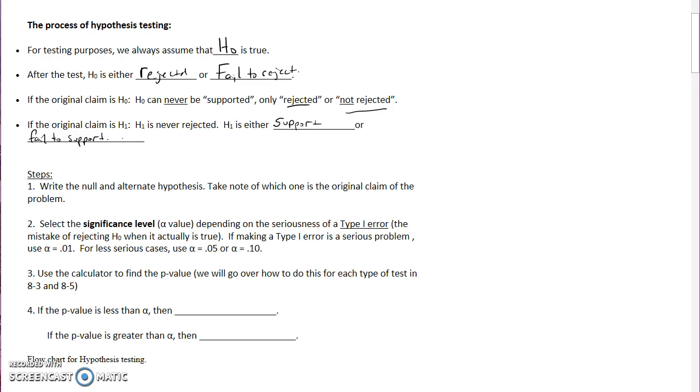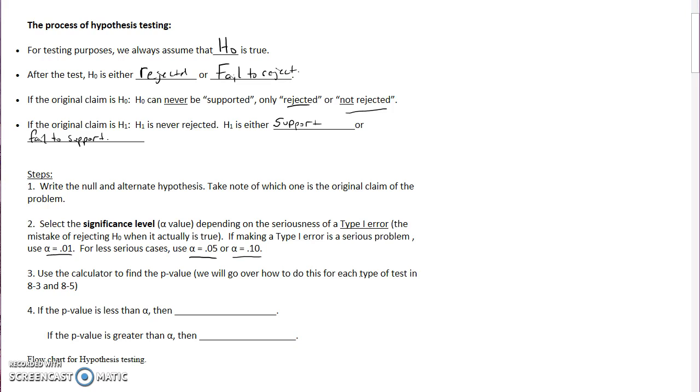So our steps in hypothesis testing are to write the null and alternative hypothesis and mark the original claim of the problem. Then, assuming H0 is true, we identify a significance level, and depending on the seriousness of a type 1 error, the mistake of rejecting H0 when it's actually true, if making a type 1 error is a serious problem, we will use 0.01, or basically a 1% margin of error. But for less serious cases, we might see an alpha value of 0.05 or 0.10.